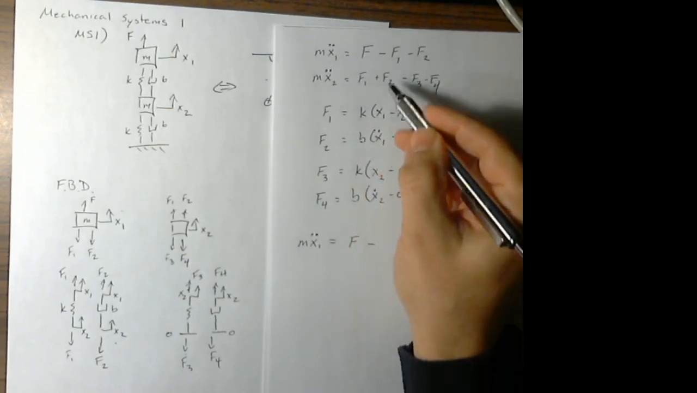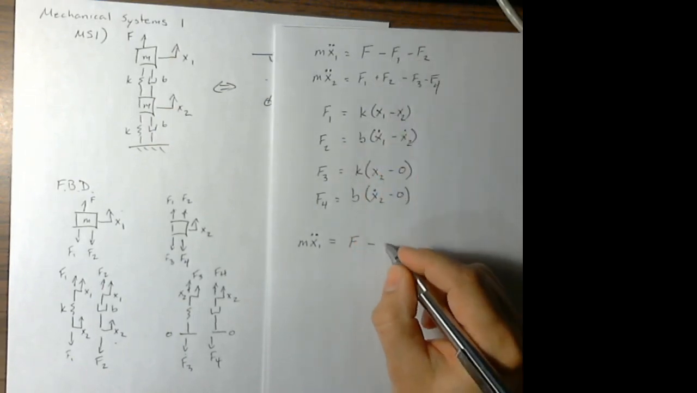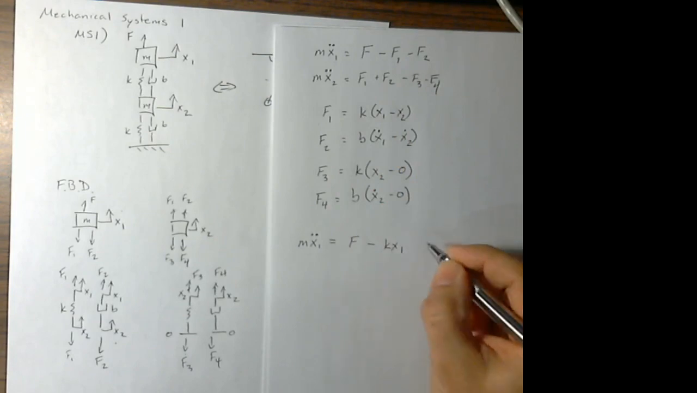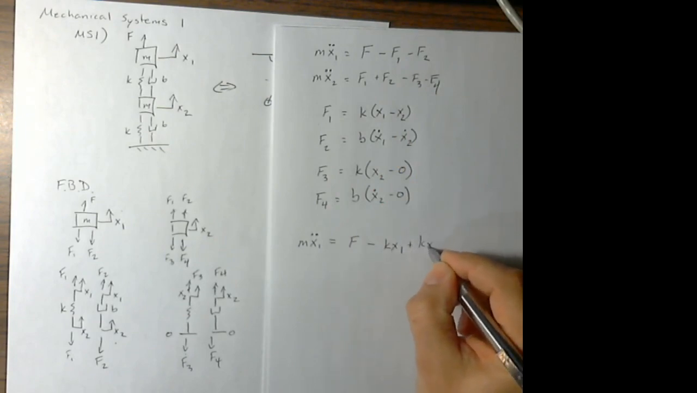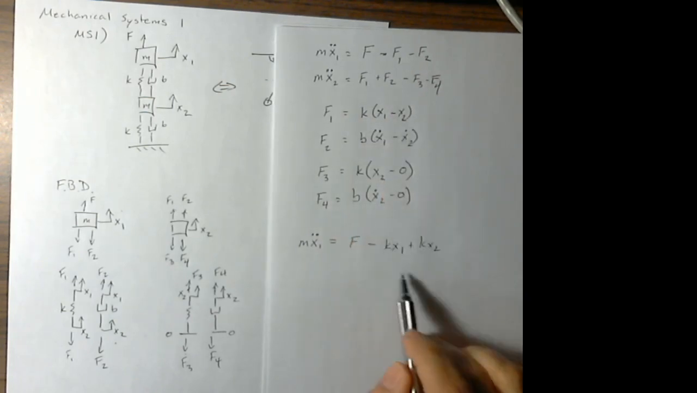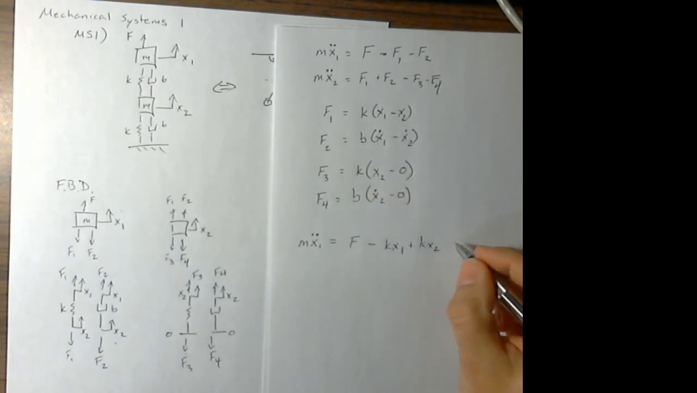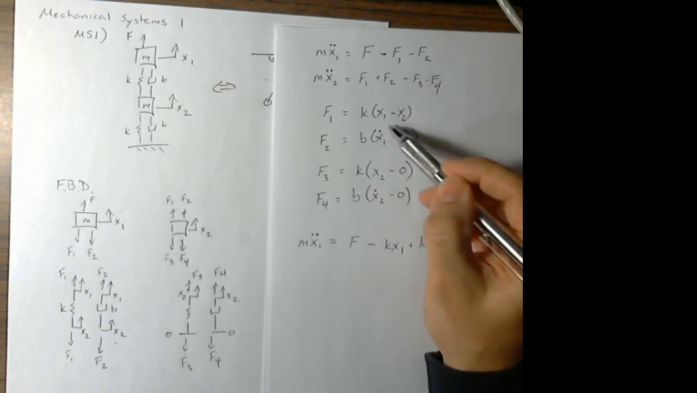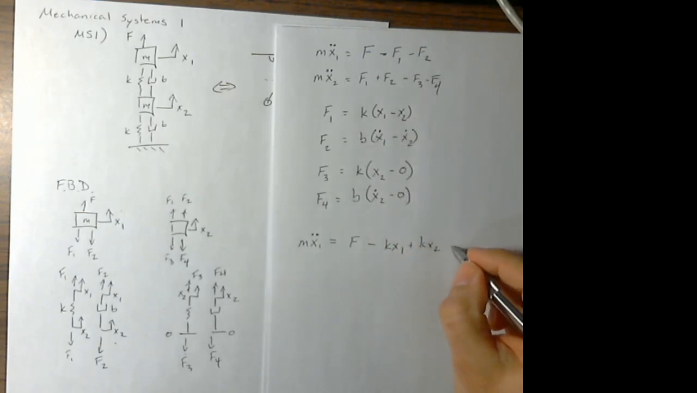So once you substitute this in for F1, you'll have negative kx1 plus kx2. Don't forget to distribute this negative across that. Should give you this. And similarly, when we substitute into F2 for the damper, we're going to have negative bx1 dot plus bx2 dot. Okay?